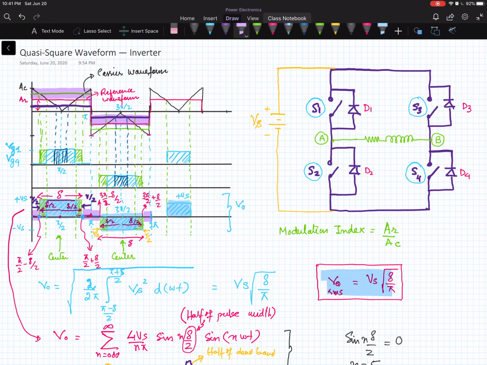So if you increase the magnitude of the reference voltage waveform, more area will be covered because the pulse width will be increasing, so the RMS output voltage will be increasing. If you decrease the magnitude of the reference waveform, that means you are decreasing the modulation index, and your output RMS value will be reduced, right?